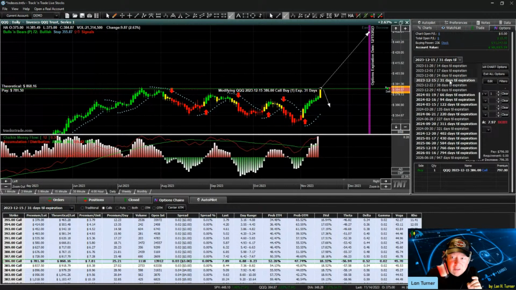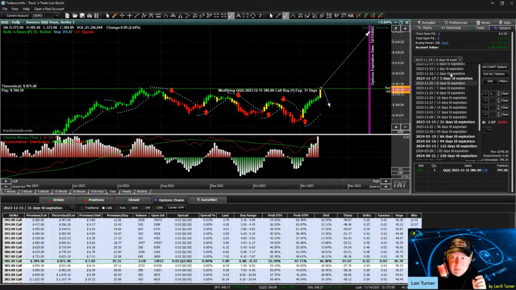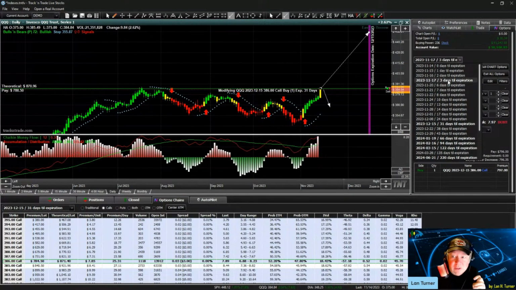Now you'll notice in Track and Trade that we have brighter ones. See how these are bold and some are not bold? The ones that are not bold are called weekly options. All right. The ones that are bold are called quarterly options or monthly options, and they expire on the quarter. So 3, 31, 66, 94, 122. Those are our bold ones.